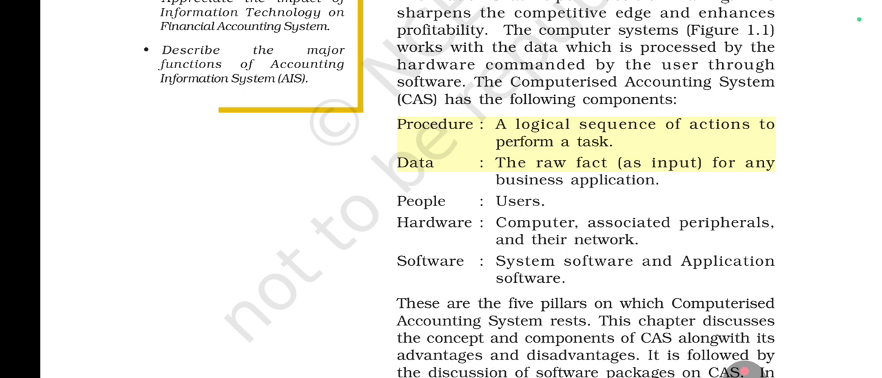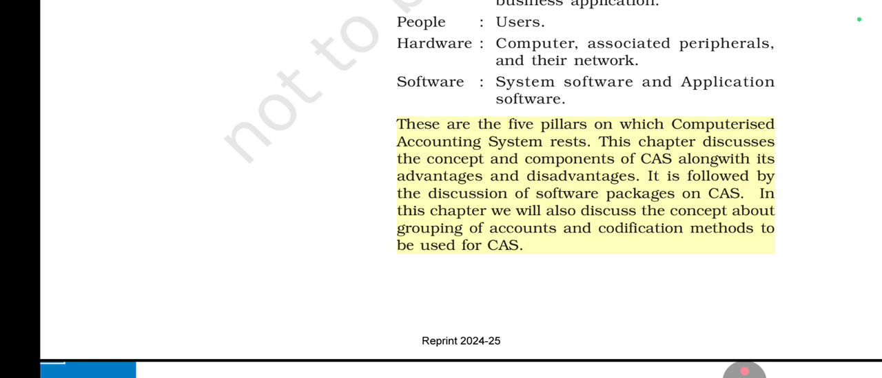Procedure, a logical sequence of actions to perform a task. Data, the raw fact as input for any business application. People, users. Hardware, computer, associated peripherals, and their network. Software, system software and application software. These are the 5 pillars on which computerized accounting system rests.